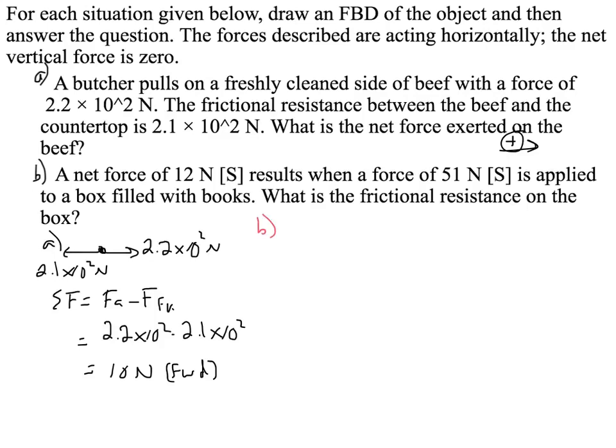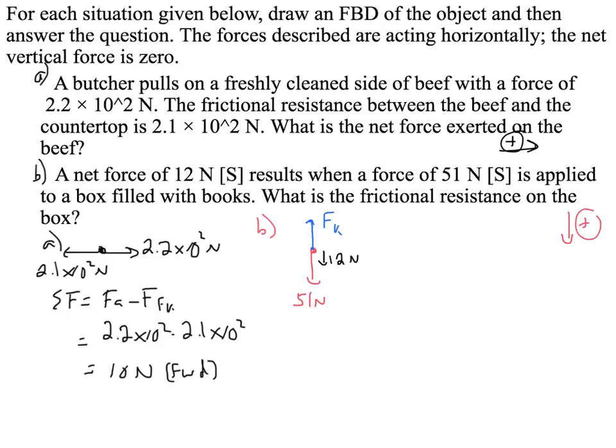B says, a net force of 12 newtons south results when a force of 51 newtons south is applied to a box filled with books. What is the frictional resistance on the box? Let's draw our diagram. Again, let's set down as positive to make it easier. So a net force of 12 newtons results when a force of 51 newtons south is applied. We'll say that is 51 newtons. Going back the other way is going to be the kinetic friction. And as a result, we get a net force of 12 newtons south.